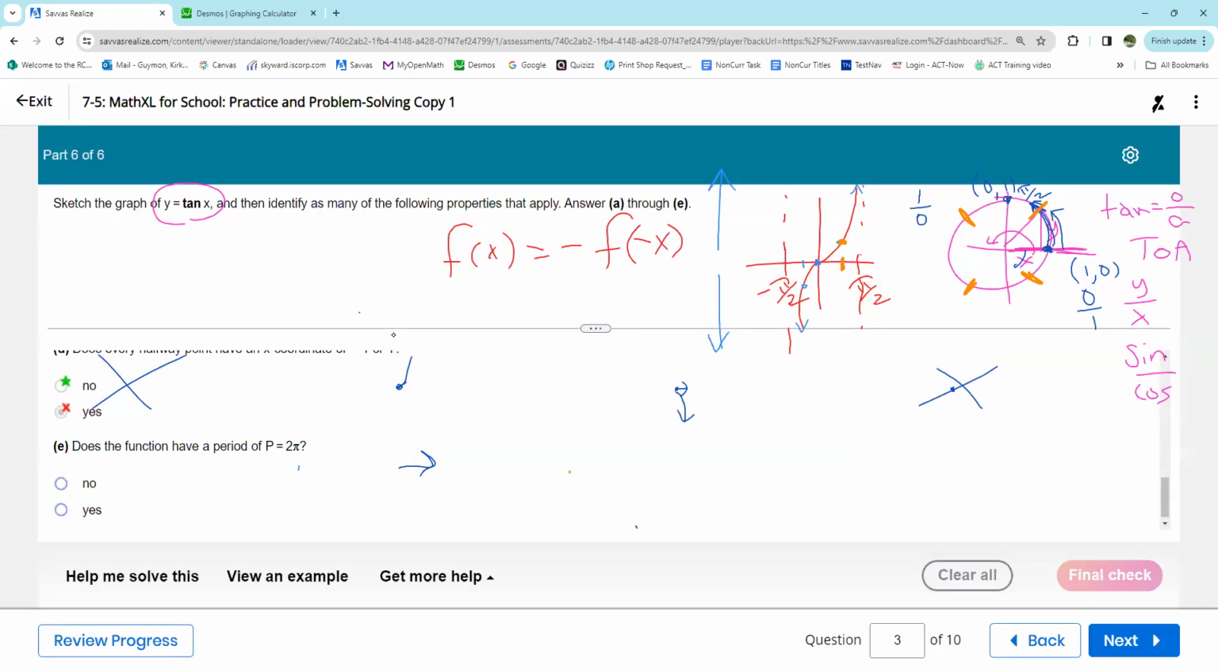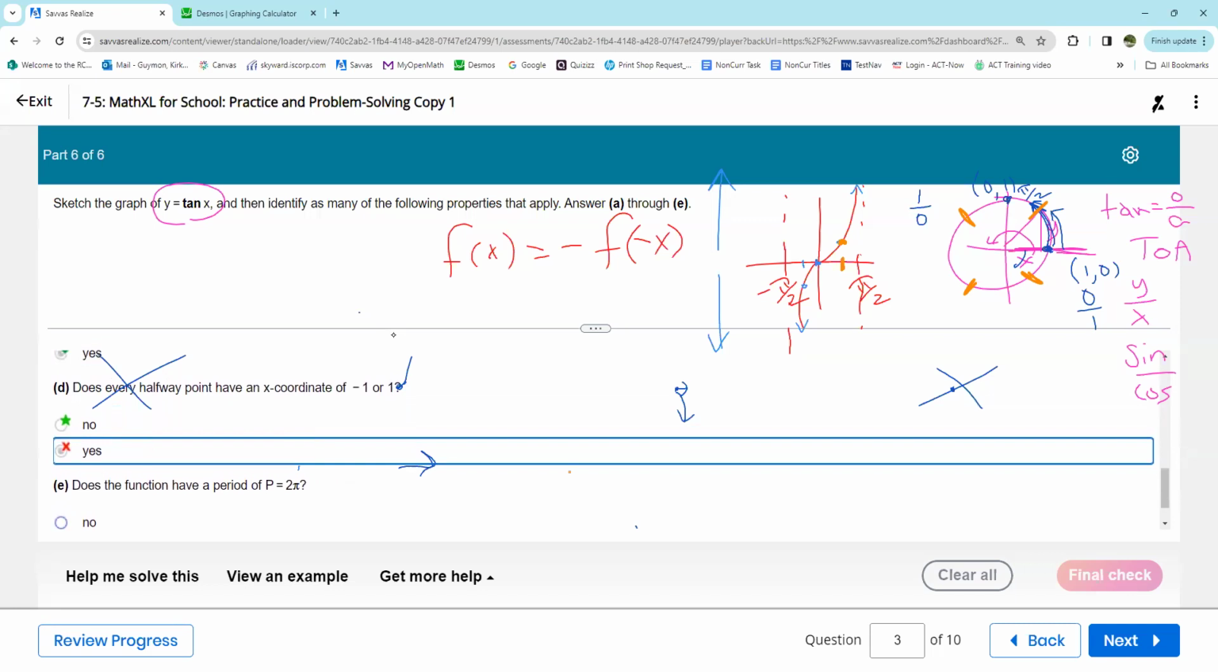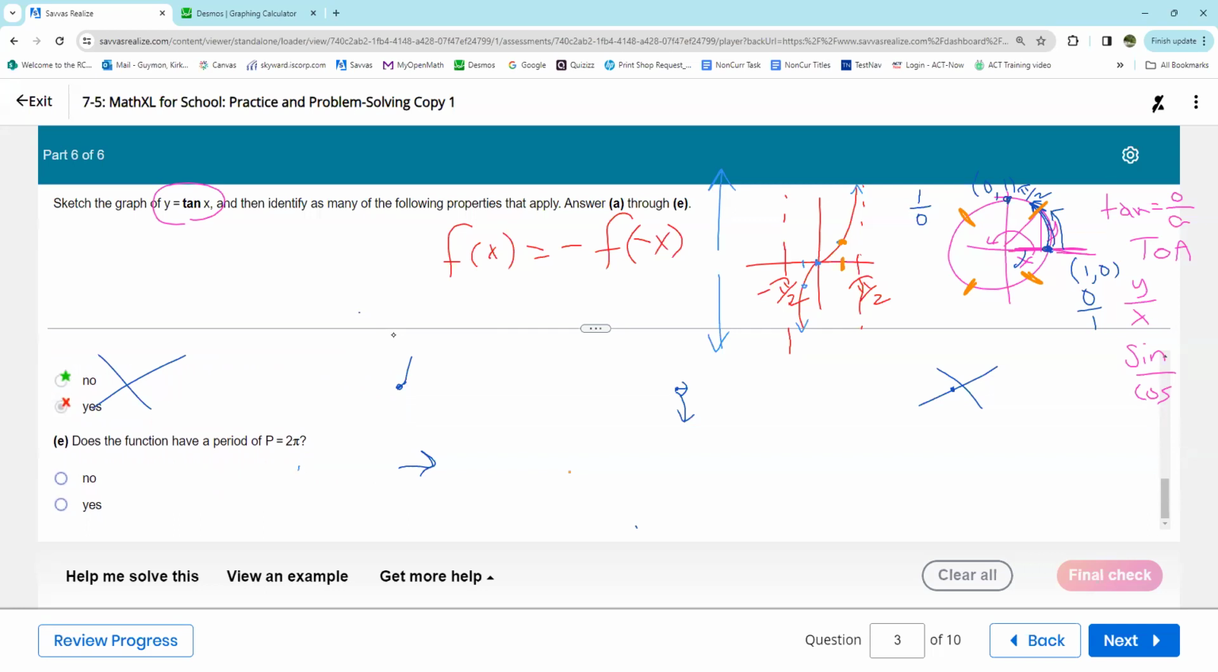So I have to go back and look at that. I'm not sure why they're saying no to that one. Does every halfway point have an x coordinate of -1 or 1? I was looking at where the answer was. Okay, so that's okay. Does the function have a period of 2 pi?